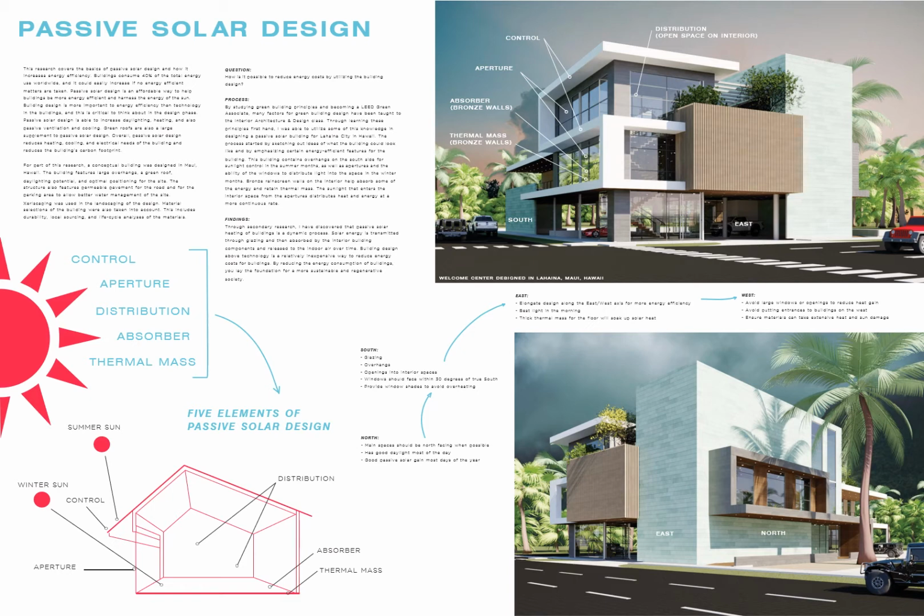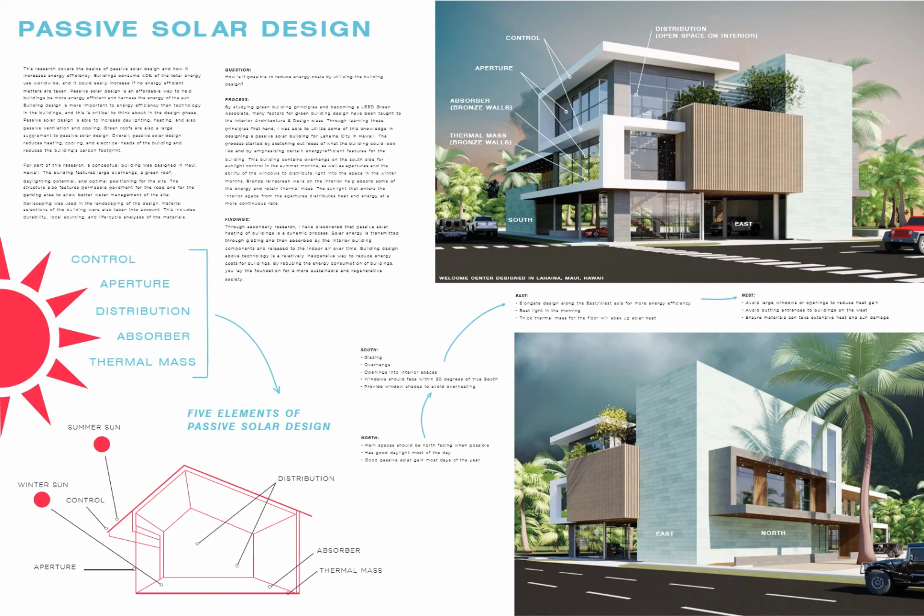There are 5 elements to passive solar design. The first is control, then aperture or window, distribution, absorber, and then having a thermal mass to absorb that energy. So you can see on the top right of this presentation, I've documented where those features are. So I've got large overhangs on the south, which are the control. Large windows to allow the sunlight to enter in the space is the aperture.